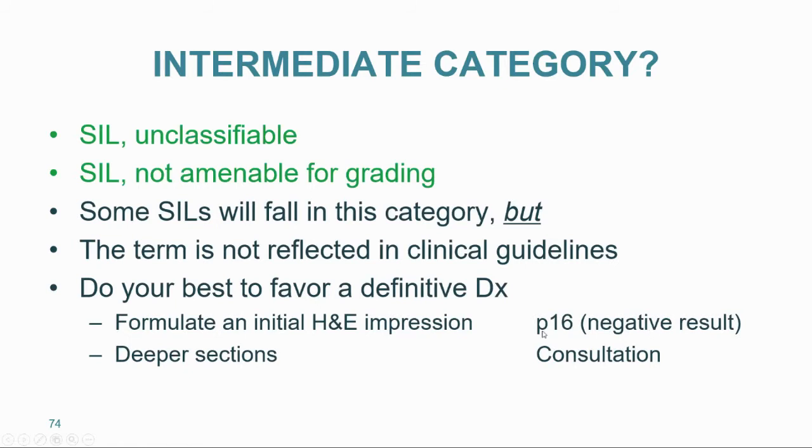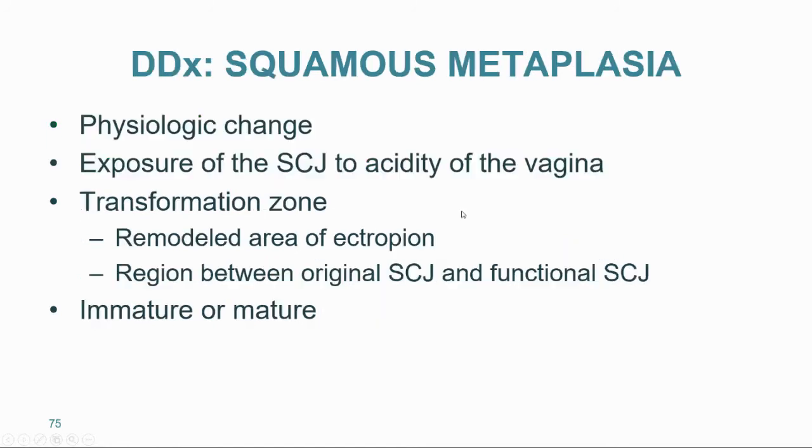I would consider doing P16 because it will help me if it's negative, and it will support a diagnosis of LSIL. Consider deeper sections and consultation with your colleagues to do your best to try to classify something as low-grade or high-grade. But keep in mind that some lesions, especially suboptimal biopsies, will fall into this category. And I use the term when I cannot really for sure classify something as LSIL or HSIL. In most cases, the clinicians are going to follow that patient and probably bring her back for repeated sampling sooner rather than later.